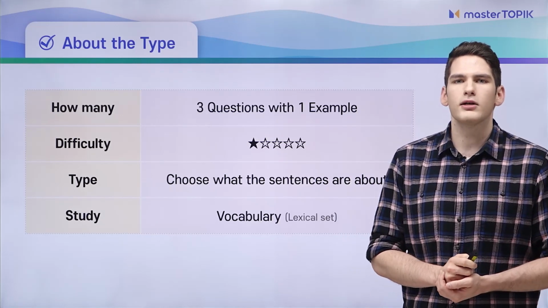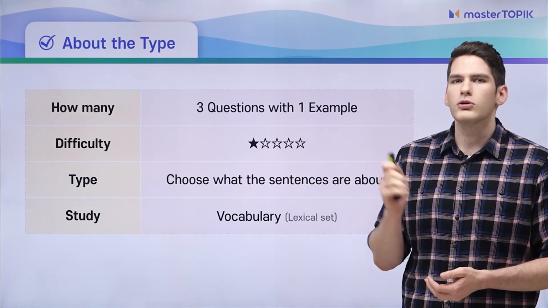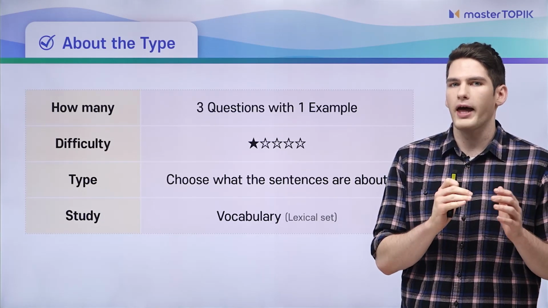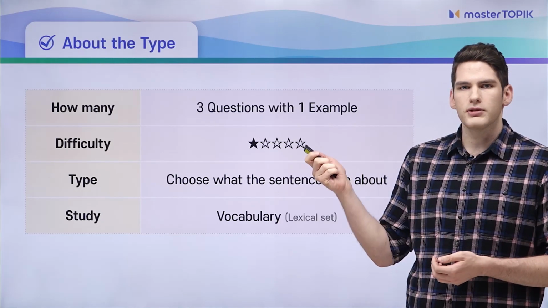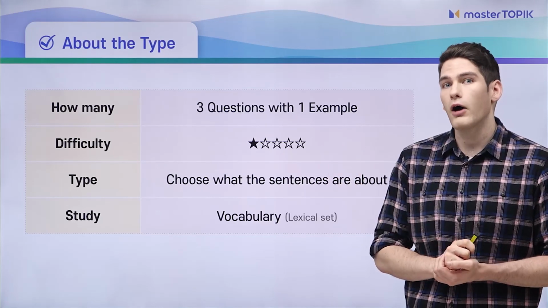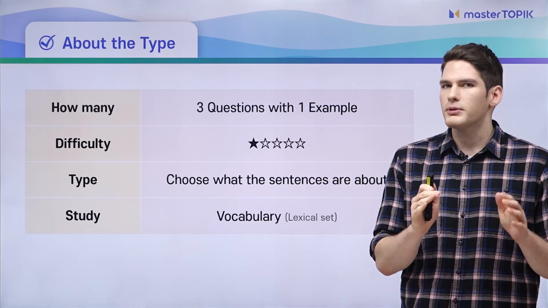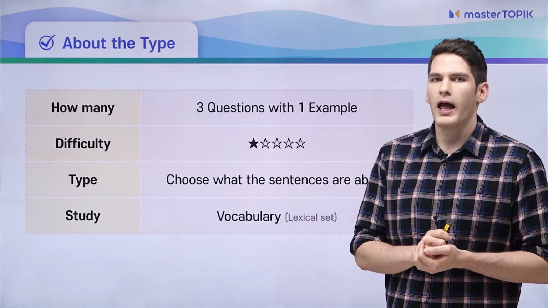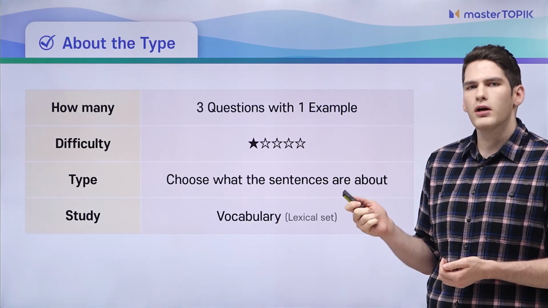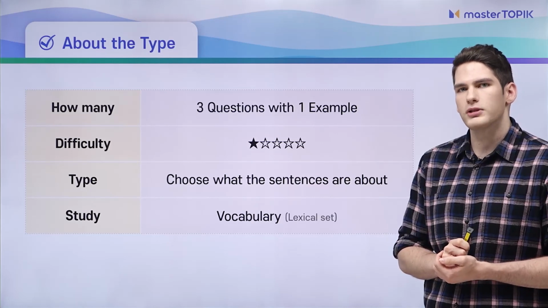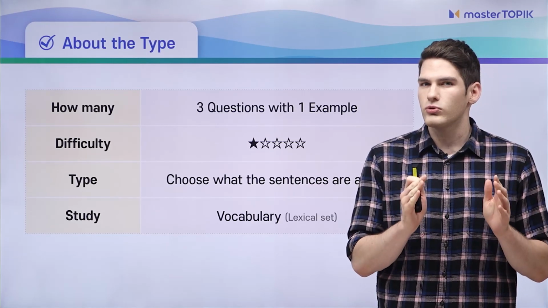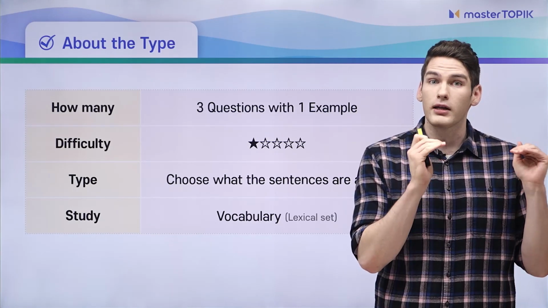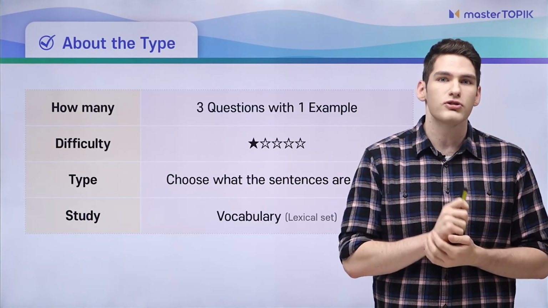All right, and so a little bit about this type. It's a total of 3 questions, and you're also going to get 1 example before that. The difficulty, as you can see here, 1 star out of 5, all right? So this is going to be mostly for those of you who are aiming for your level 1, right? And the type, you're going to be choosing what the sentences are about. So you're usually going to get 2 usually shorter sentences, and they're going to have a theme. They're going to have a similar topic, and you can just choose that.